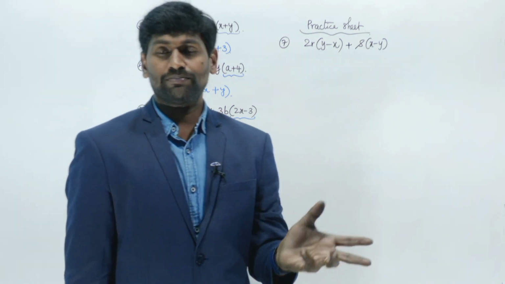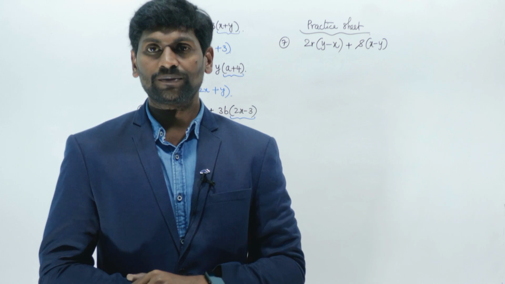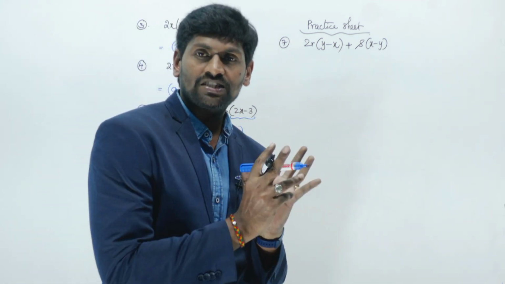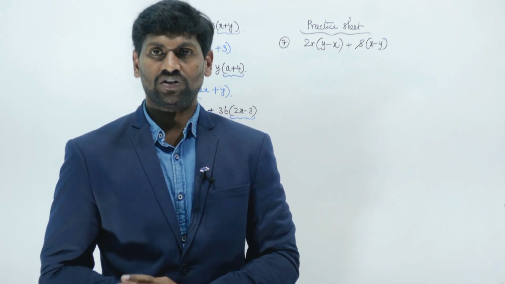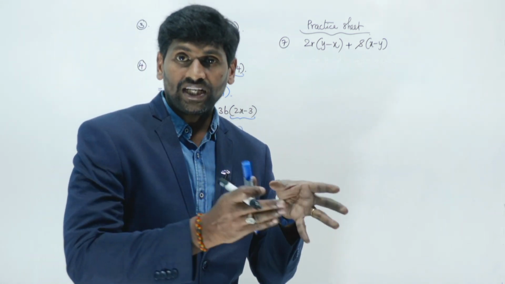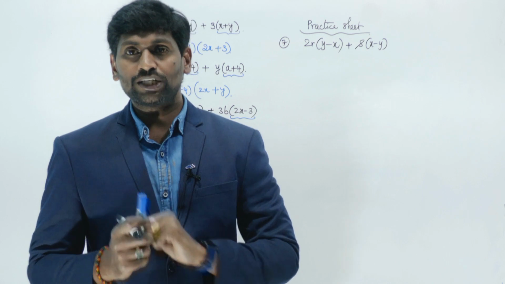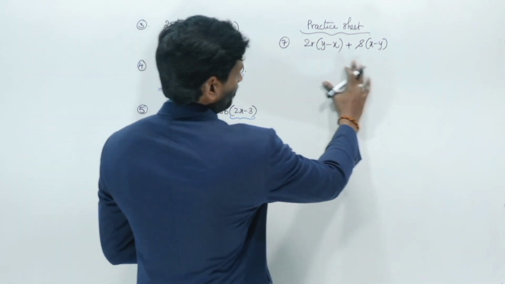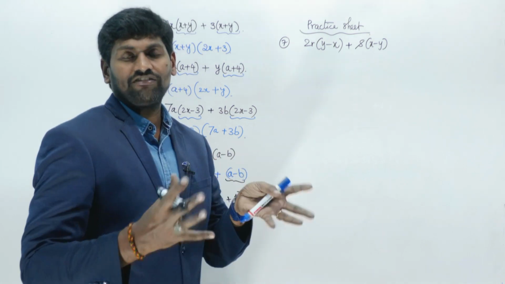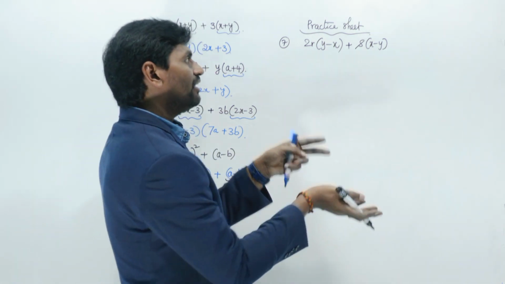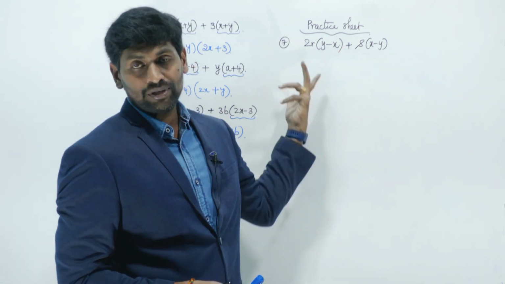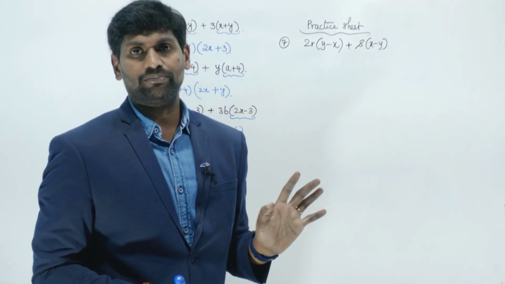Y minus x, x minus y: both are same or different? Both are different, not the same. For addition, a plus b and b plus a are the same. But for subtraction, a minus b and b minus a are not the same. So how to take the common factor? The bracket is not available as a common factor. Identify the remaining terms. 2r, here r is not there, number also not there. So there is no common factor between them.